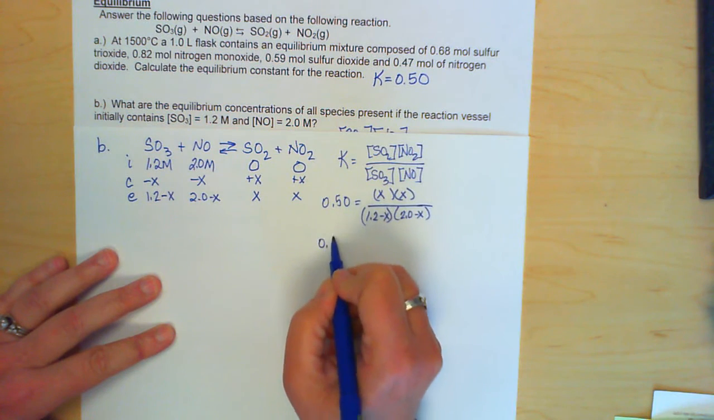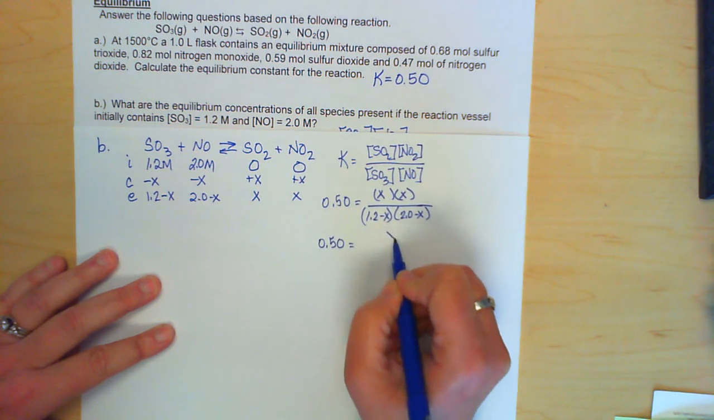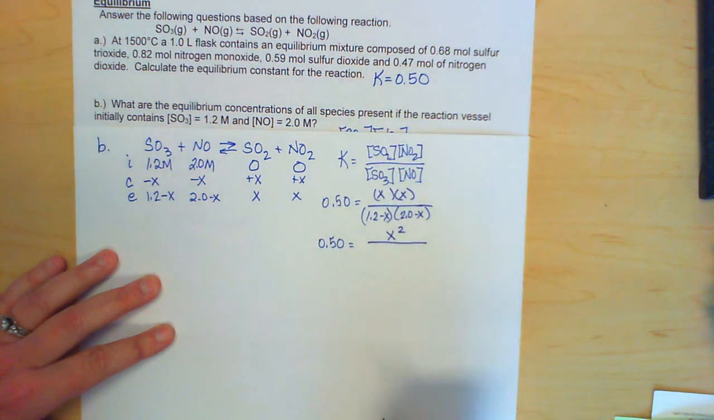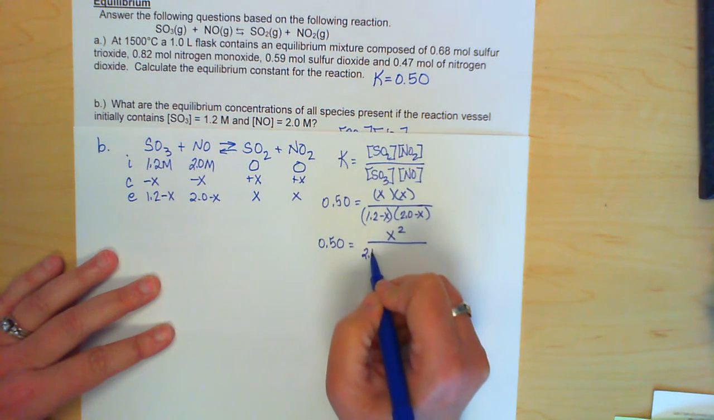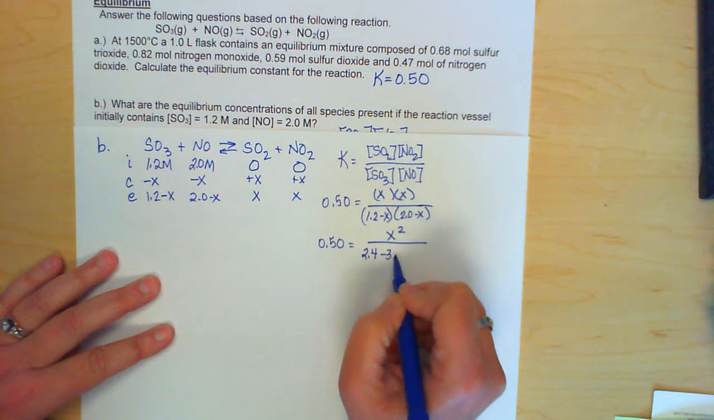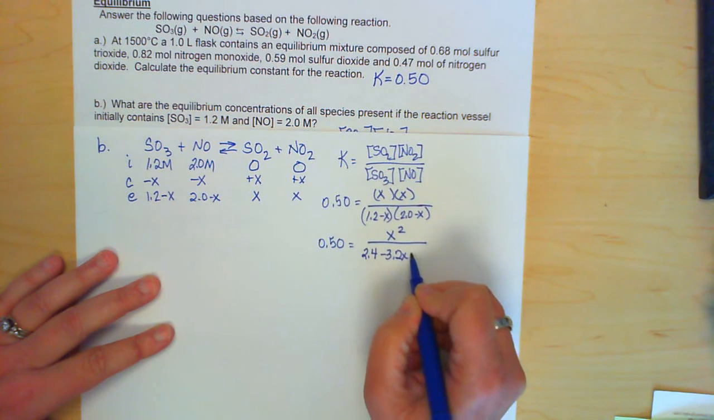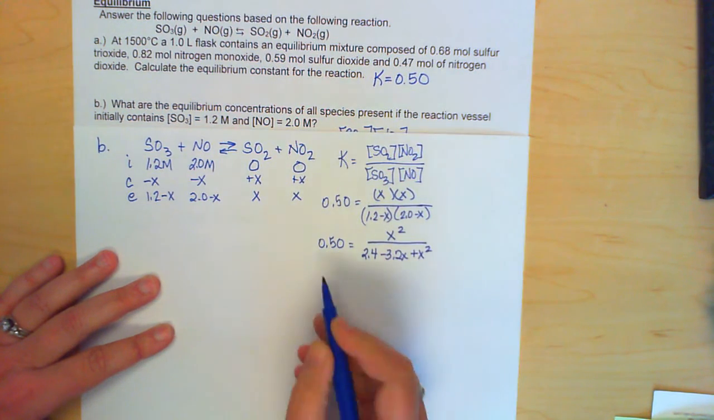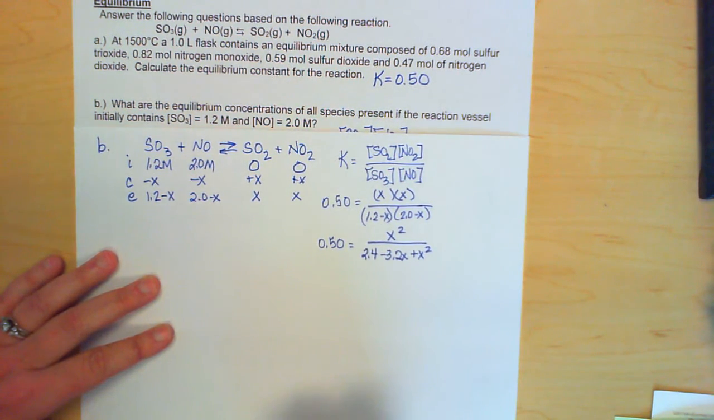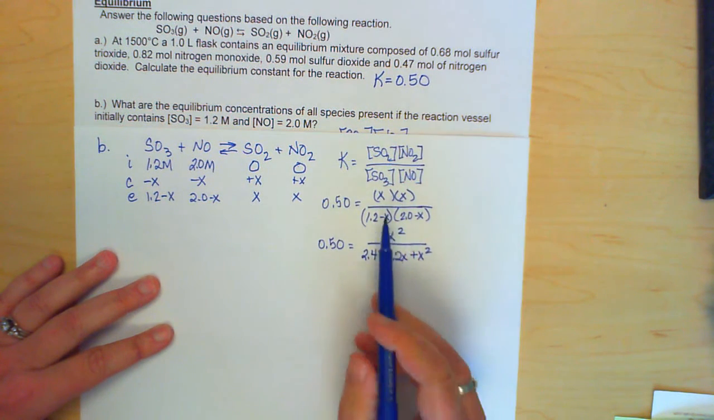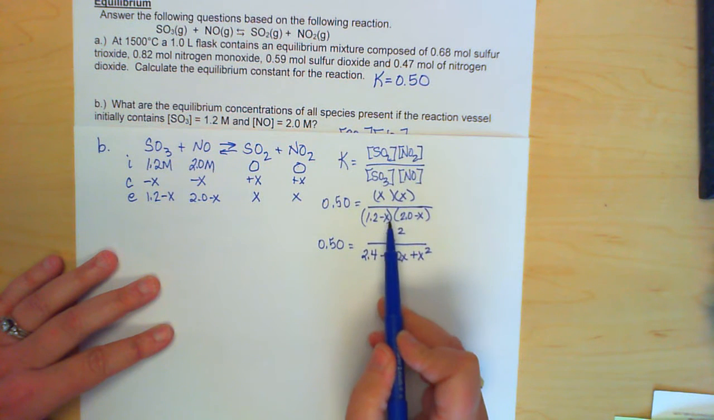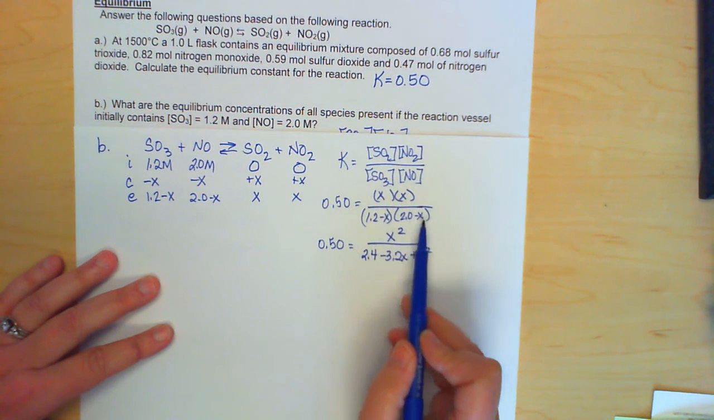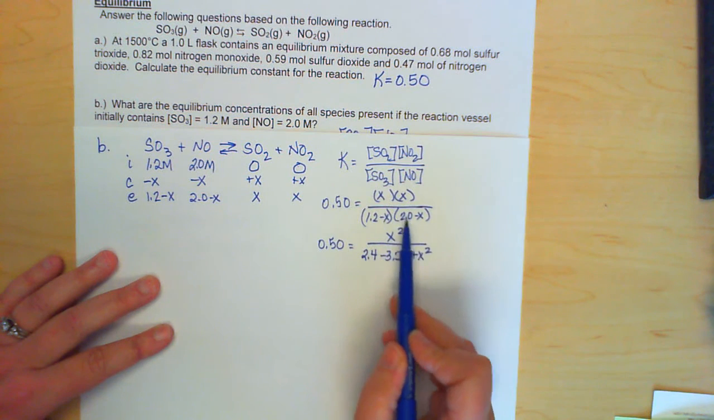So we end up with 0.50 is equal to, well, x times x is x squared. Now below we've got two binomials, so we'll have to use the FOIL method. So we're going to end up with 2.4 minus 3.2x plus x squared. Again, this is still equal to K. It doesn't matter what side you put that on. But remember, when you FOIL, you take the first, outer, inner, and then last.